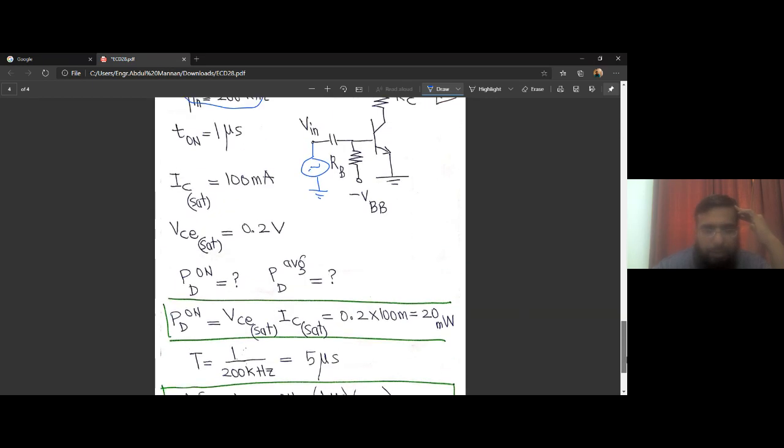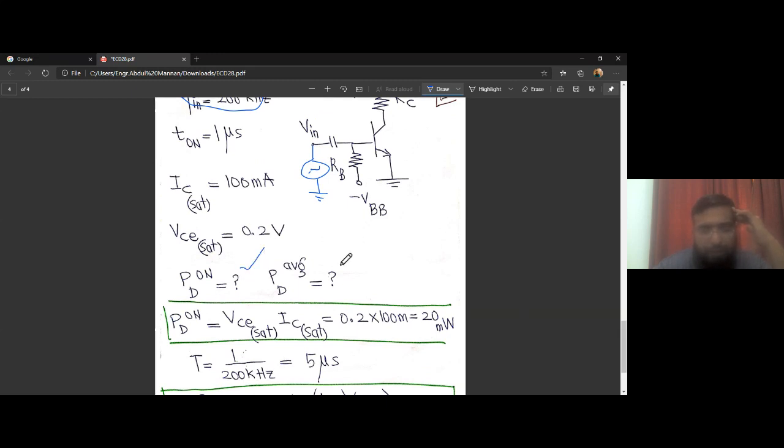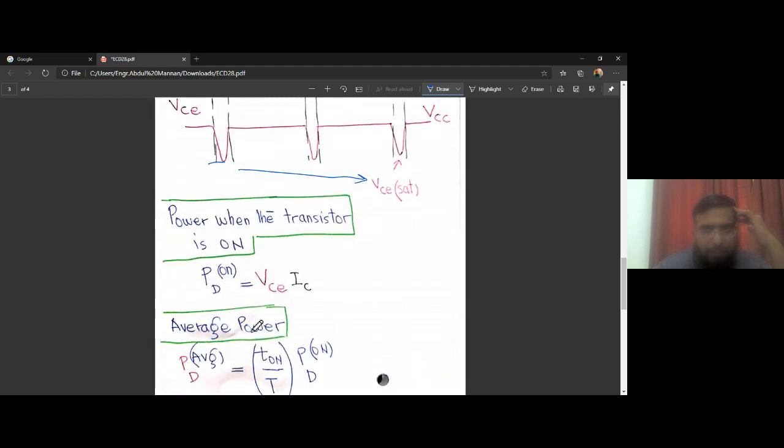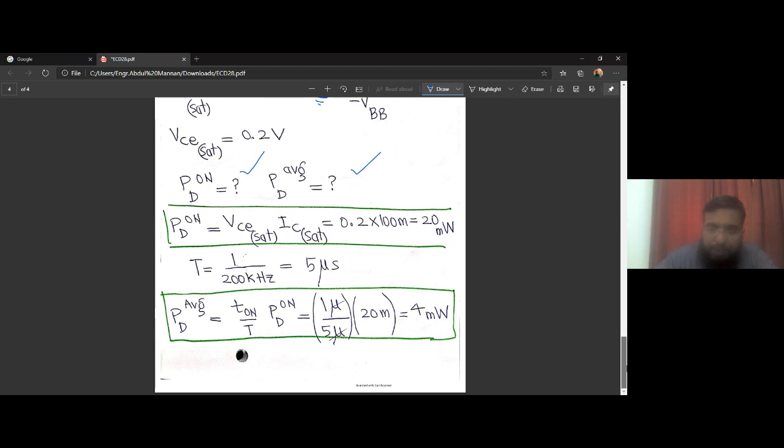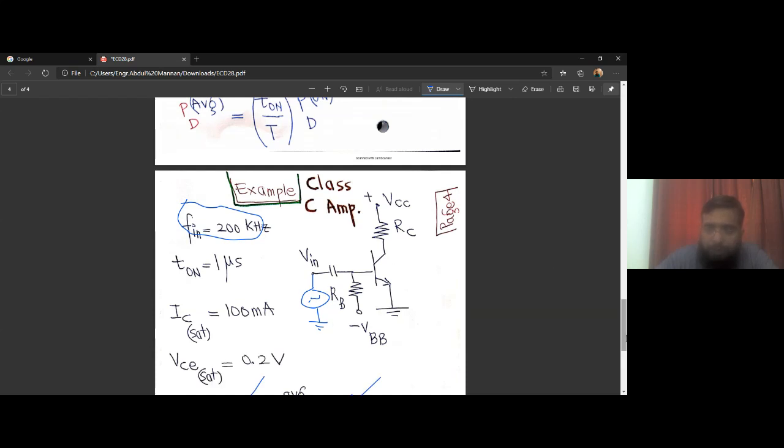PD on and PD average are the two unknowns that we have to compute. PD on is VCE sat times IC sat, as we studied on the last slide. So we can compute PD on given this VCE sat and IC sat. It comes out to be 20 milliwatts, and PD average would be T on over the total time period. We computed that from the given input frequency, 1 over 200 kilohertz, which comes out to be 5 microseconds. So PD average is 4 milliwatts. So the average power dissipated in this class C amplifier is 4 milliwatts.